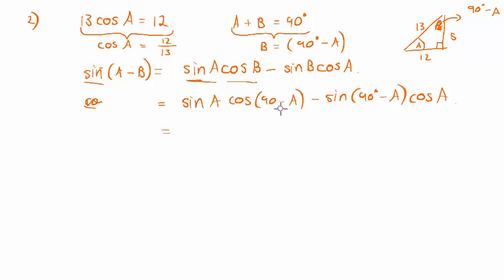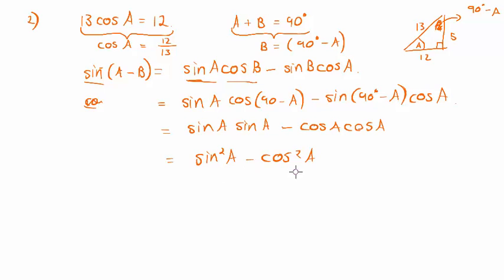And now what is sine of 90 minus A? For cos it's a sine, for a sine it's a cos. So sine A cos A minus cos A cos A. What is this actually? This is sine squared A minus cos squared A. What is this actually? Yeah, double angle identity. It's sine 2A.